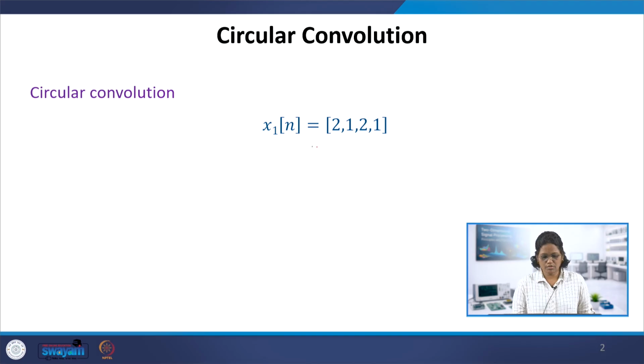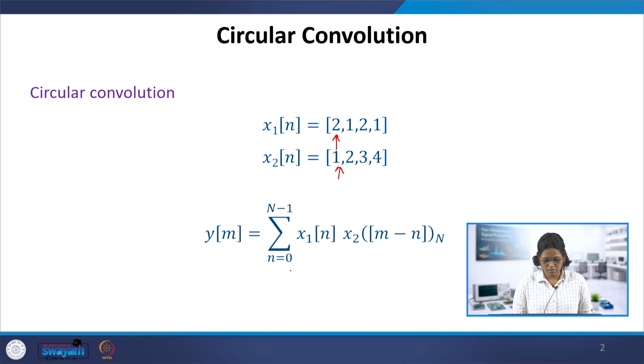Taking a sequence x1 of n, 2 1 2 1, where the index starts from 0, and then x2 of n, also 1 2 3 4. This is the same example which we had done for linear convolution. And then y of m, the circular convolution formula, with n varying from 0 to N minus 1, x1 of n and x2 of (m minus n) modulo capital N. This is a modulo operation, so we need to understand what this modulo operation is.